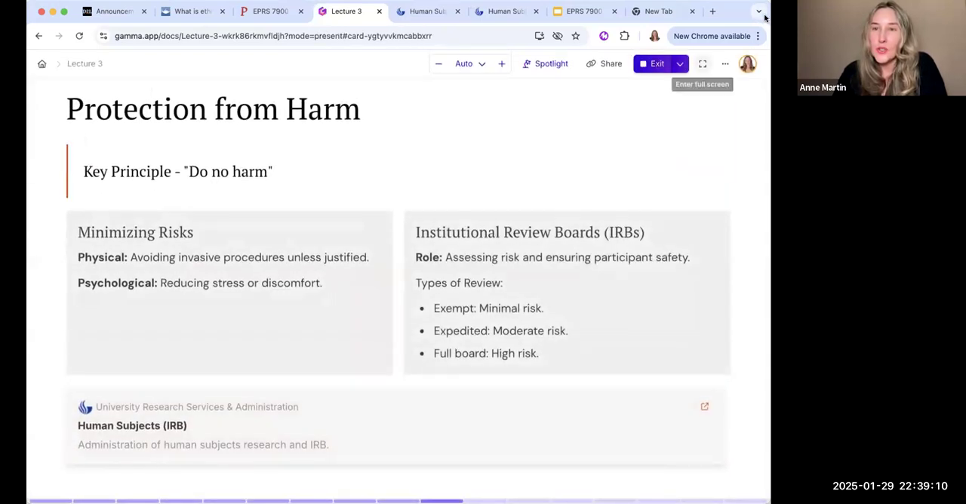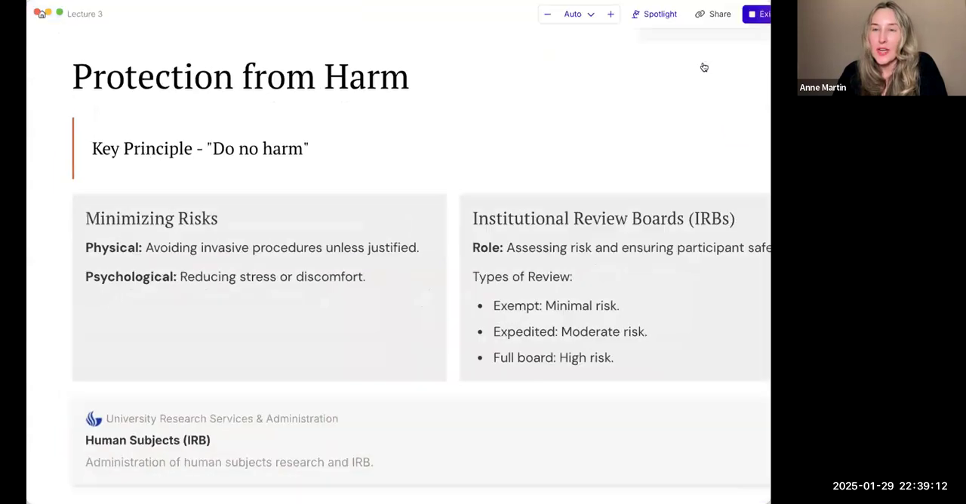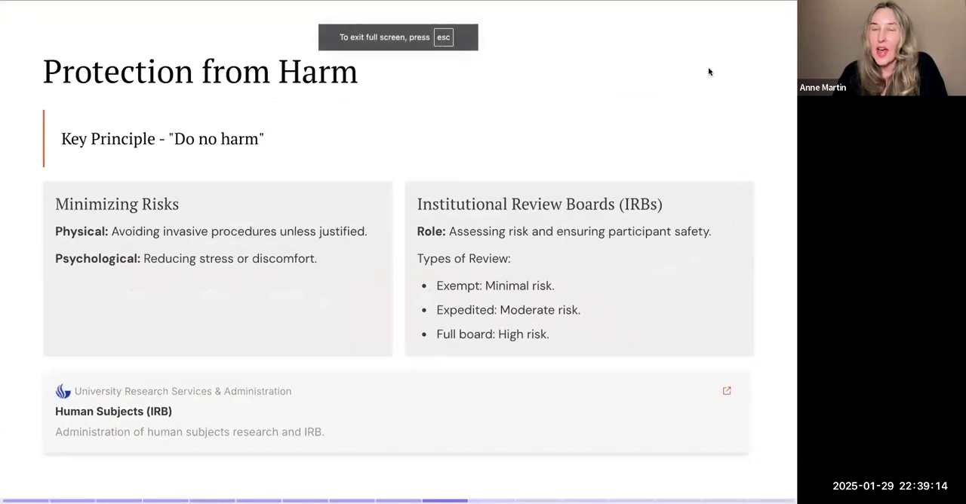So it's also important too, if you are asked to participate in a study, that you make sure that the researchers have IRB approval and that they get your informed consent.